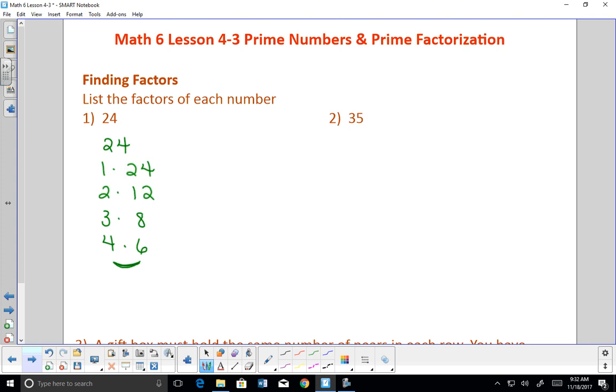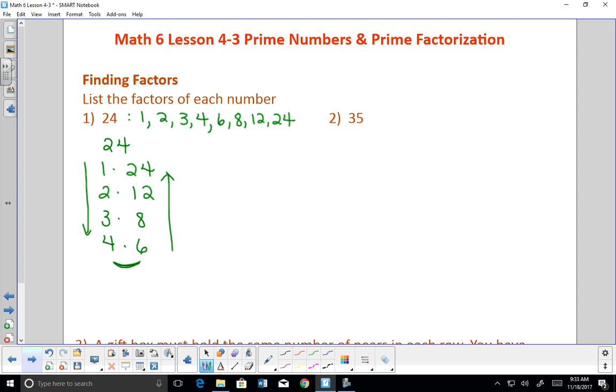Now to list my factors, I need to go down this side and then back up this side. My factors of 24 are 1, 2, 3, 4. That's going down the left-hand side. Now I'm going to go up the right-hand side: 6, 8, 12, and 24. This way they stay in order and they're easy to keep track of. So I divided it out and then I wrote my factors in order going down the left-hand side and up the right-hand side. If you are systematic, it makes it much easier to not miss a factor.